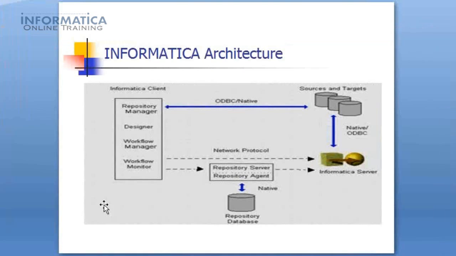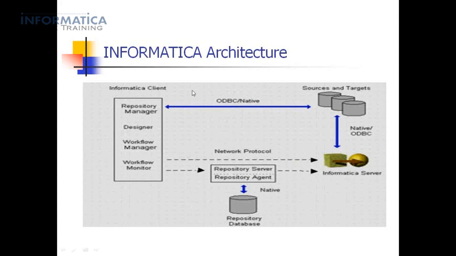So let's have a look into the architecture here. On the left-hand side you can see the Informatica client. These are the 4 major client tools that we are going to work with as an Informatica developer: repository manager, designer, workflow manager, and workflow monitor. I will let you know the advantage of each and every tool. And here on the right-hand side you can see the sources and targets.